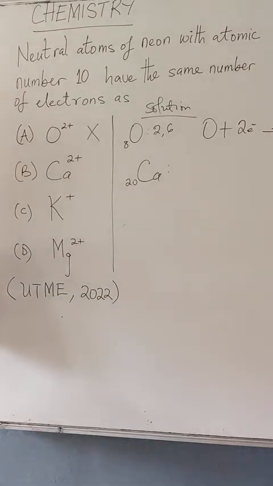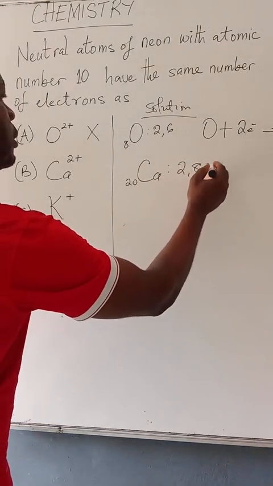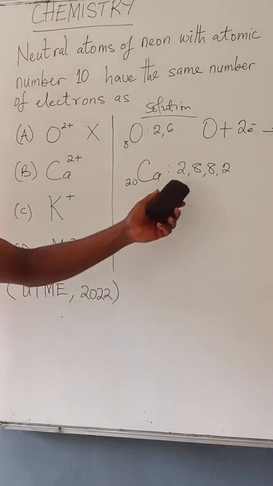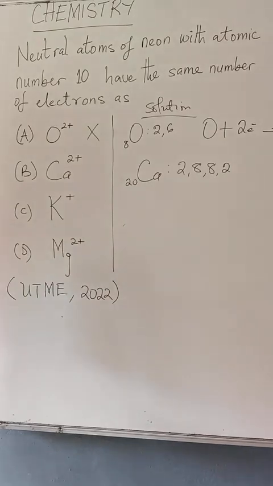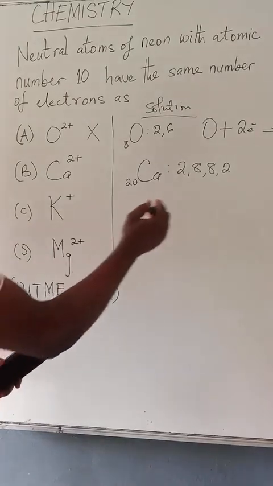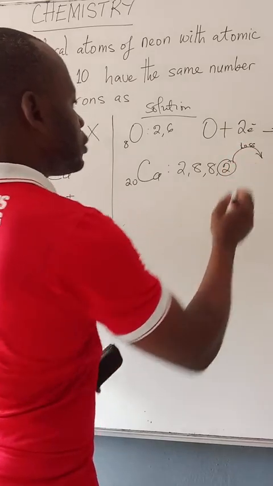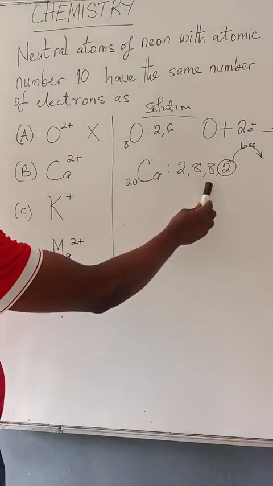Is that clear? So what is going to be its electron configuration? It's going to be 2, 8, 8, 2. 2 electrons in the first shell, 8 in the second shell, 8 in the third shell, and then 2 in the last shell. So when it forms the calcium ion, as we have here, Ca2 plus, it's going to lose these 2 electrons. When it loses the 2 electrons, it's going to have 2, 8, 8 remaining.